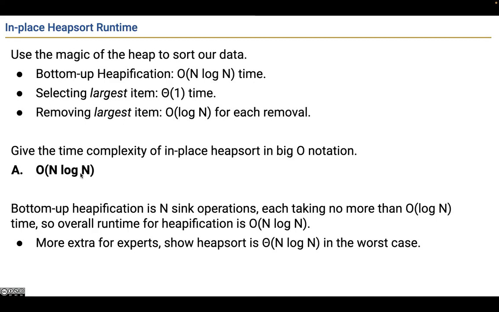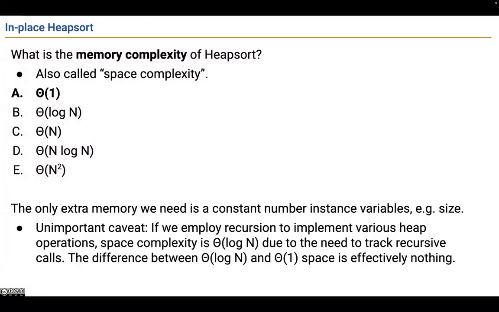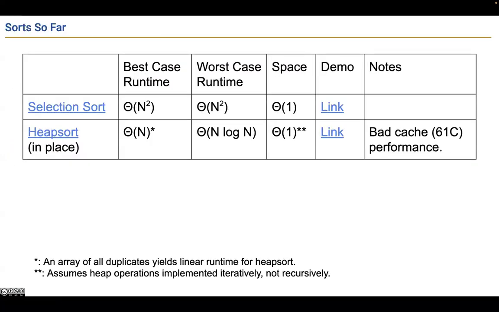But I got rid of all that extra memory. So the space complexity would be theta of 1, because it did not have to create any extra array. The extra space that I need was not scaling with the size of my input. OK, so that was heap sort.